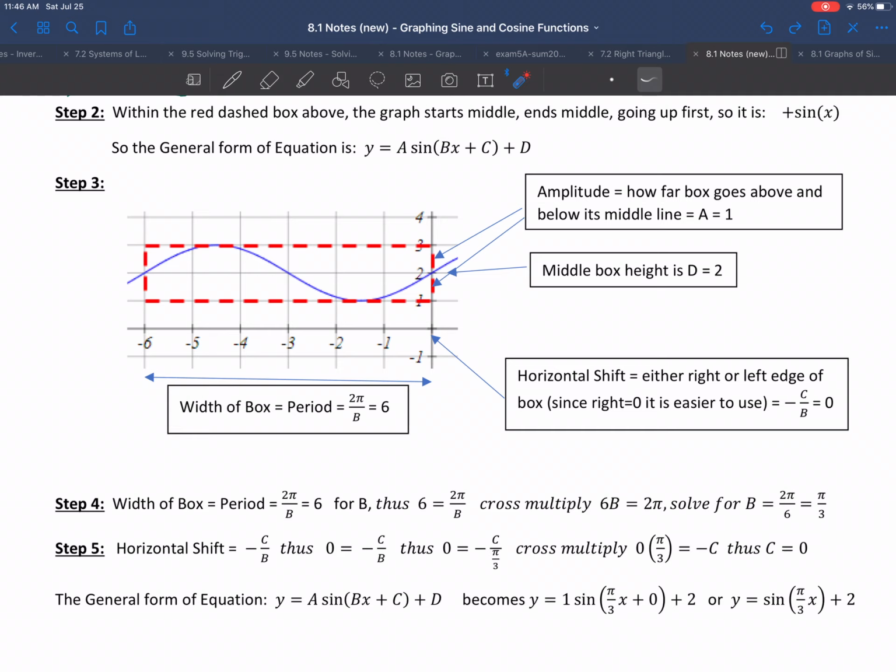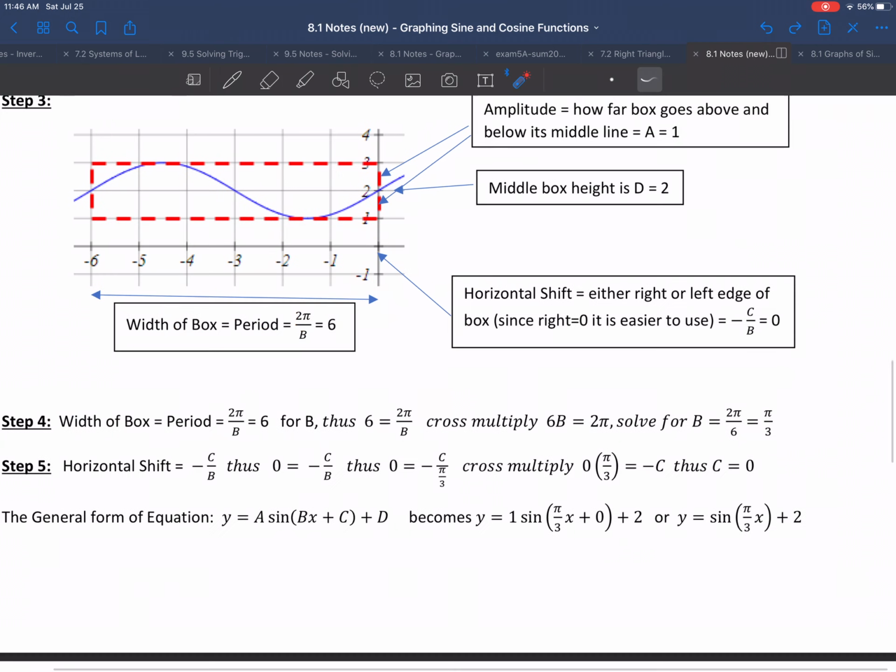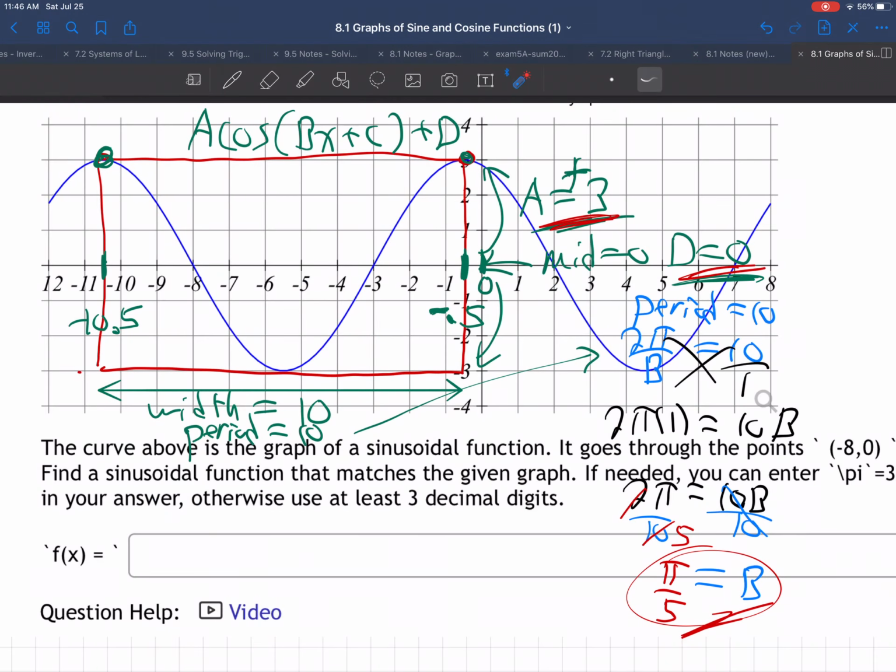So we're saying, how has the graph been shifted sideways? Its starting edge, which is really the right edge or the left edge, has been shifted where? And that formula is negative c over b. That's the horizontal shift, negative c over b. Let's go back to it. So what about our box? Where has it been shifted? Right there. There's the horizontal shift.